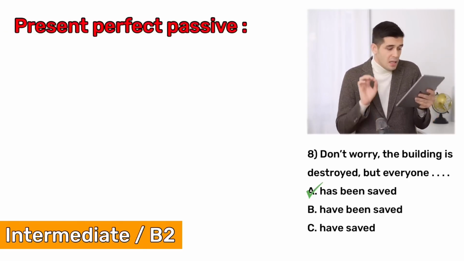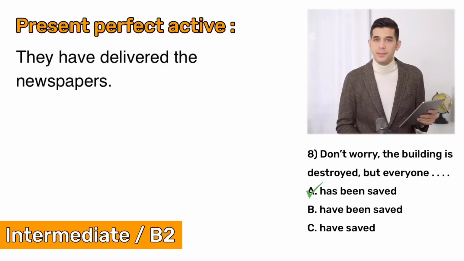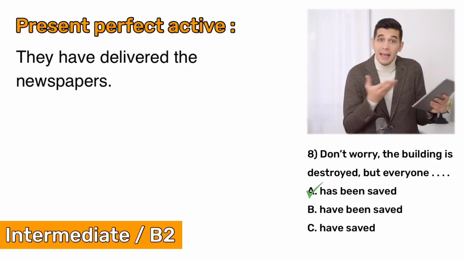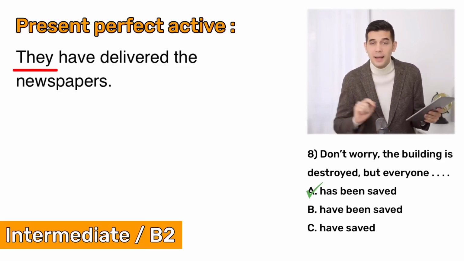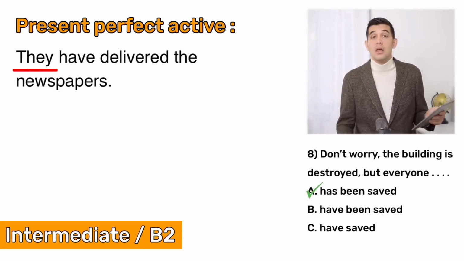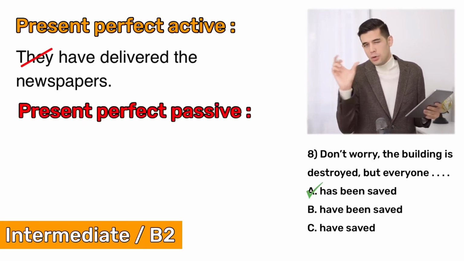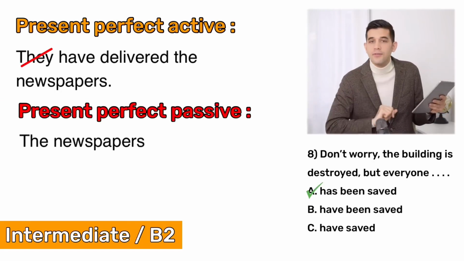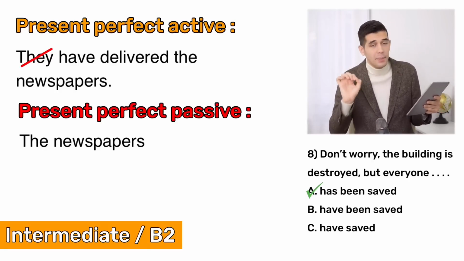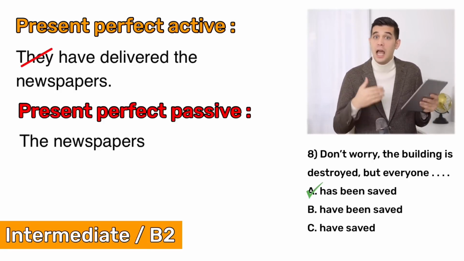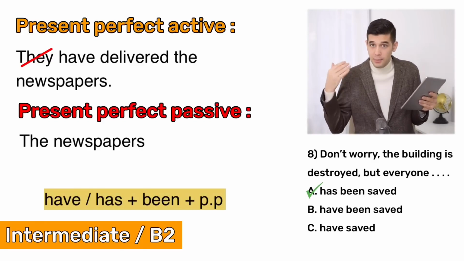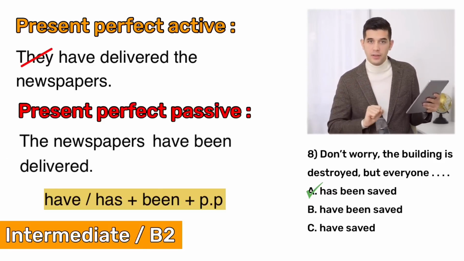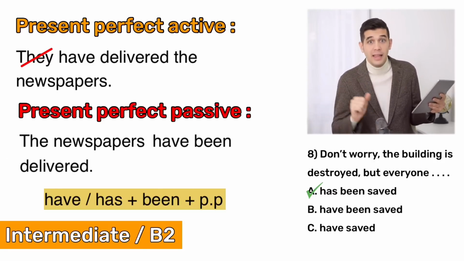Look at this sentence. They have delivered the newspapers. This is a present perfect sentence, right? And we know who did this. They did this. So this is active. It's not passive. How do you make it passive? Remove the subject, they. Use the object at the beginning of the sentence, the newspapers. Use the formula for the present perfect passive. But what is the formula? It's have, has, plus been, plus past participle of the verb. The newspapers have been delivered. Why have? Because newspapers, plural noun, right?